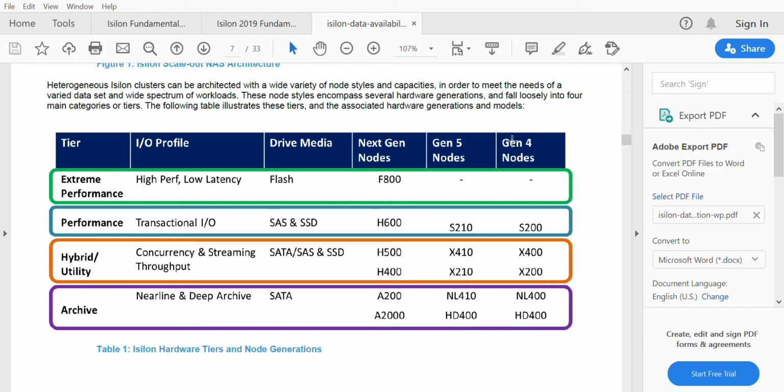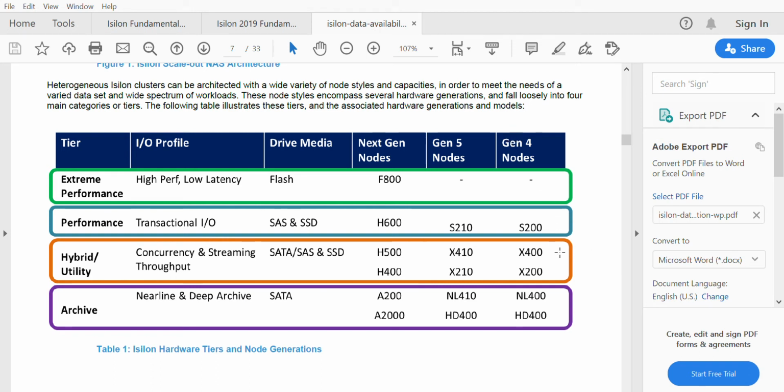The first, S-series nodes, are good in transactional IOPS, and the second, X-series nodes, are good in concurrency and streaming throughput. The third, the NL and HD, are more of nearline and deep archive. So these three different types of nodes come under Gen 4. In S series we have S200 nodes, in X series we have X400 and X200, in NL series we have NL400, and in HD we have HD400.